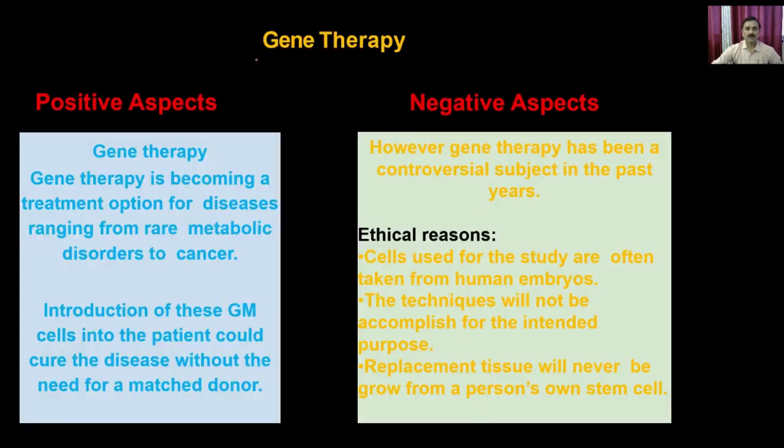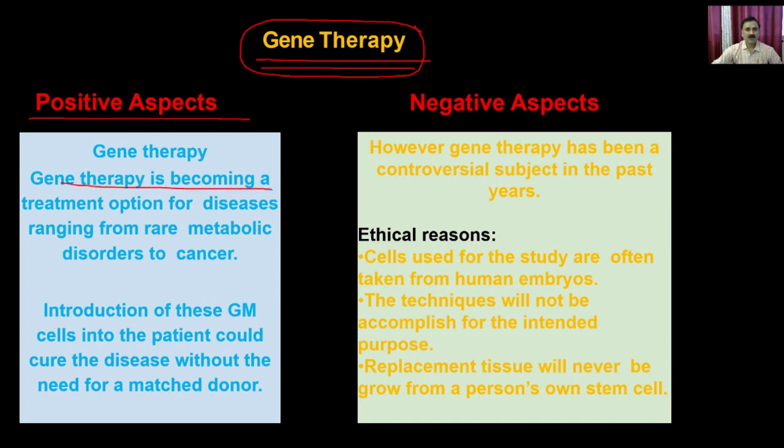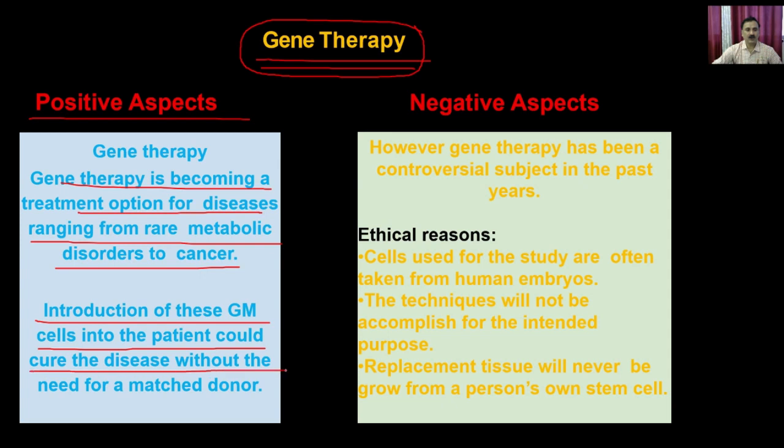Then you can also use gene therapy. There are things you can do in terms of manipulating the genome of a particular human being or particular organisms, and that approach is called gene therapy. There are multiple positive aspects of gene therapy. Gene therapy is becoming a treatment option for diseases ranging from rare metabolic disorders to cancer. Introduction of these GM cells into the patient could cure the disease without the need for a matched donor. So that is a positive aspect: you can develop transgenic cells, put these transgenic cells in, and that will take care of the normal physiology and correct different types of disorders, whether metabolic disorders or cancer.